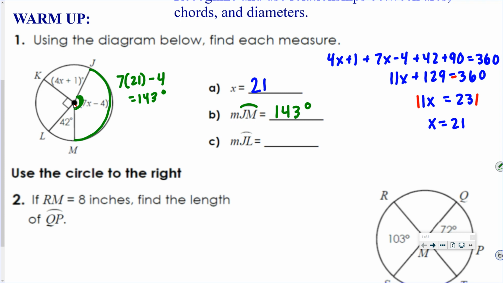Okay, this next one's kind of confusing because technically they didn't specify which arc they're talking about. They said find the measure of arc JL, and there's two ways we could form arc JL. We could go through K this way, or technically JL we could go this way as well. If they wanted us to differentiate it, they should have told us like JKL or JML. So I'd accept either answer. I interpreted it as this arc.